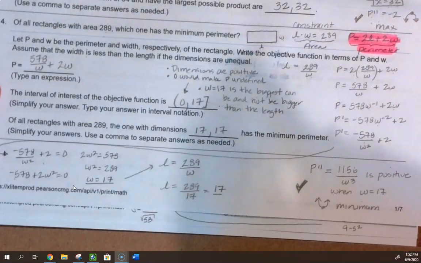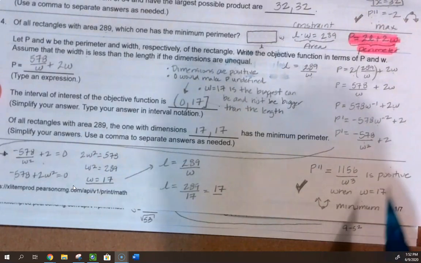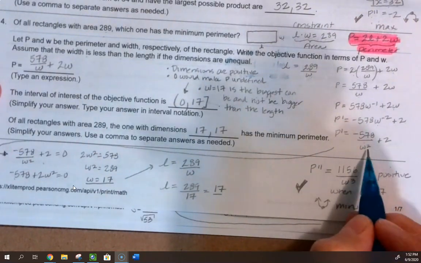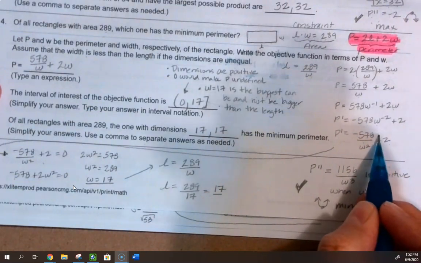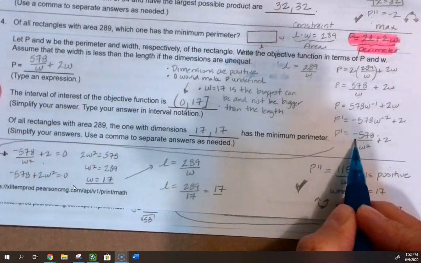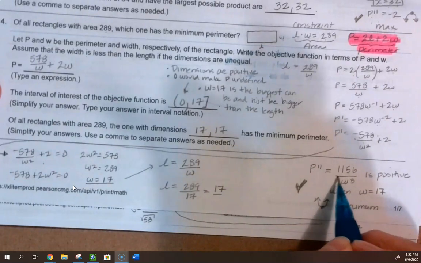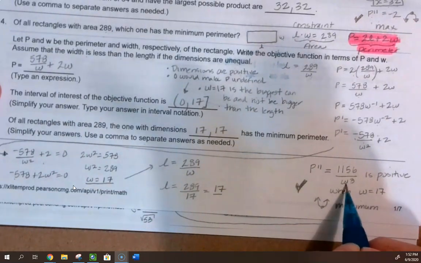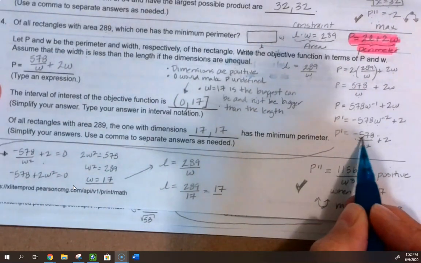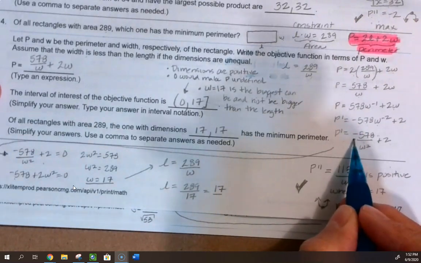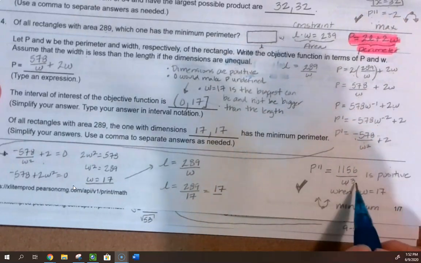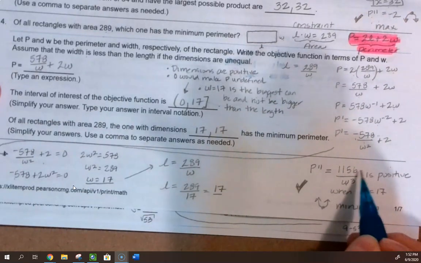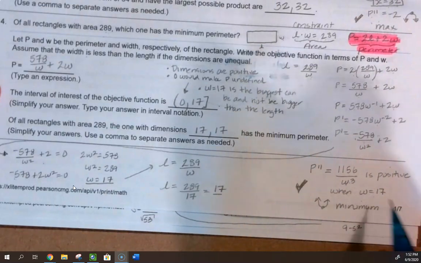Just to check to make sure that we have a minimum in this case, we take the second derivative. The second derivative of this is negative 578 w to the negative 2. Negative 2 times negative 578 is positive 1156 over w cubed, because this would be negative 2 times negative 578 w to the negative 3. And this is positive when w is equal to 17.